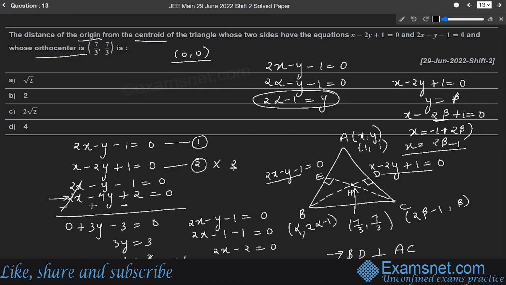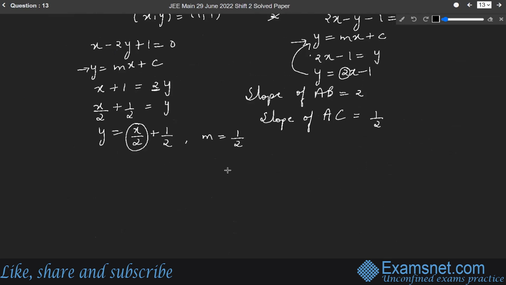Now how to find the slope of the altitude BD? You can see that on the altitude BD, we have the coordinates for B, and we also have the orthocenter, which lies on BD, right? So we can find the slope by considering these points as x1, y1 and x2, y2. For the altitude BD, we have two points: alpha and 2 alpha minus 1, and the orthocenter, which is 7 by 3 and 7 by 3. These are the points for BD.